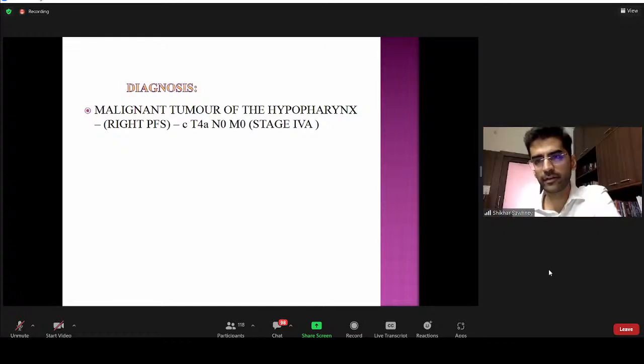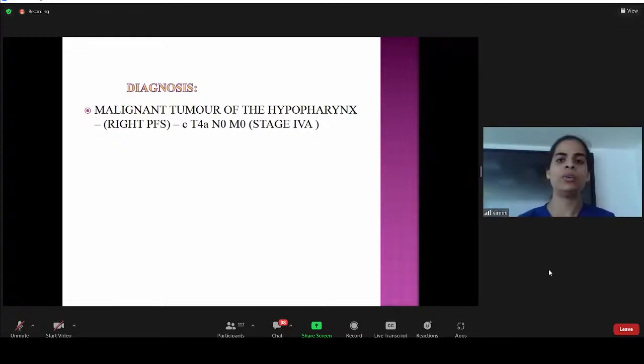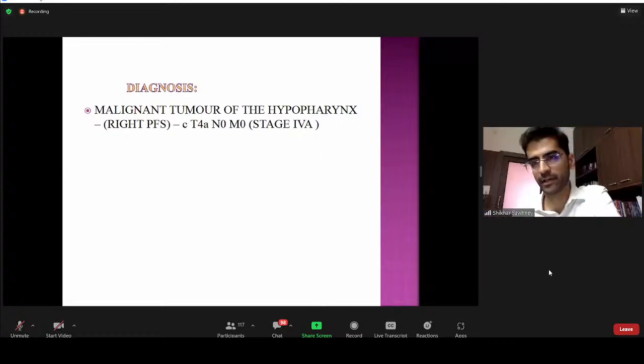Any other area where you can enter the larynx? We can also enter laterally from the opposite PFS. Yeah. Great.